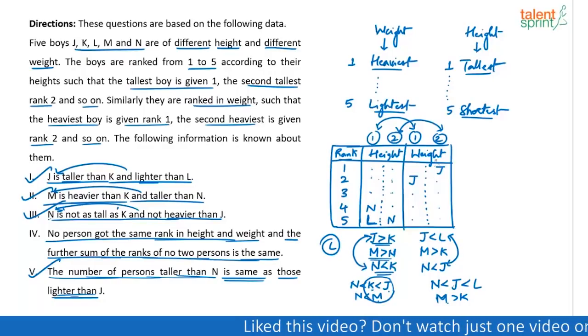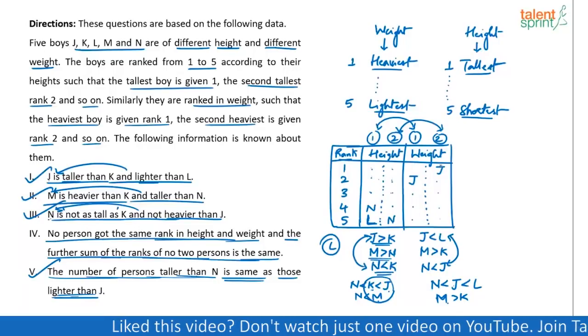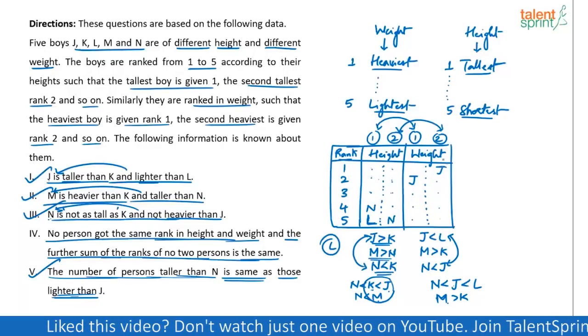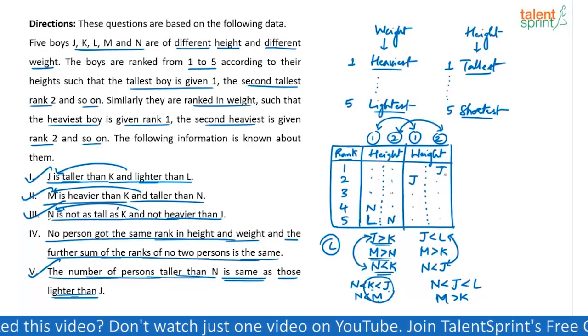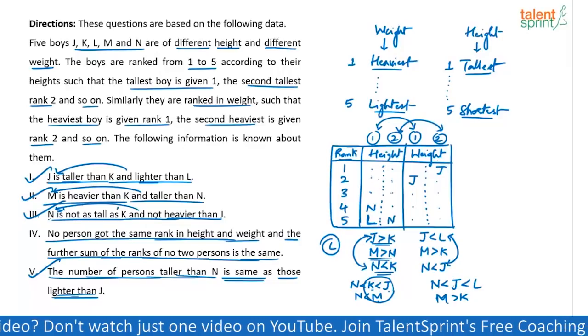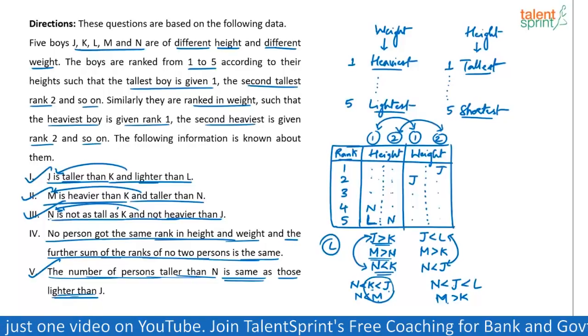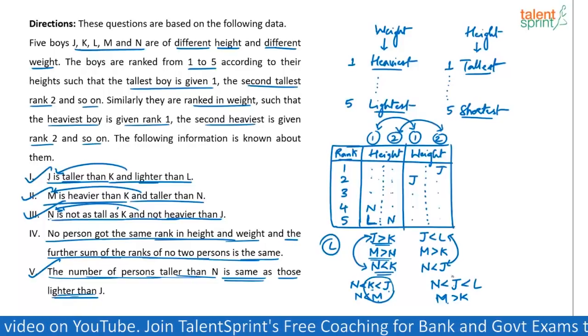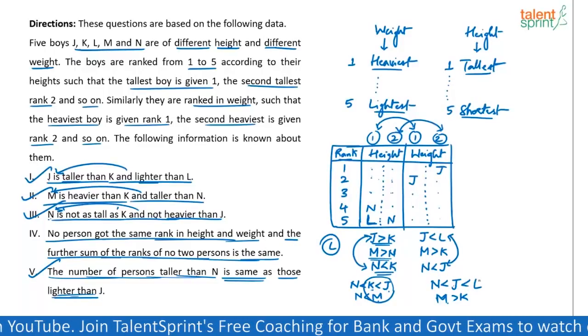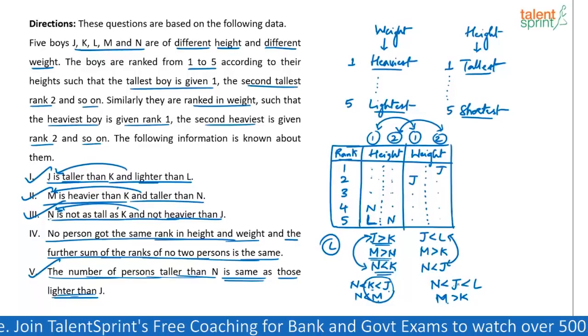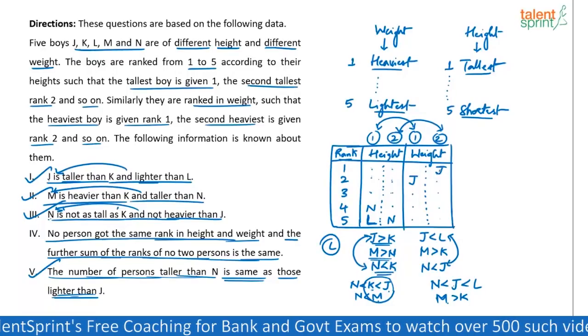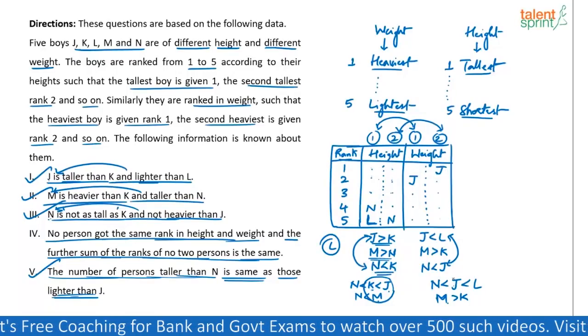But then case 2 is incorrect. Why am I telling case 2 is incorrect? Try and observe. According to case 2, J's rank is first in weight. J has got the first rank in weight. But I know that J is less than L. This is a weight condition only, right? J is less than L. So can J be the rank 1 holder in weight? No. Because J is lighter than L.